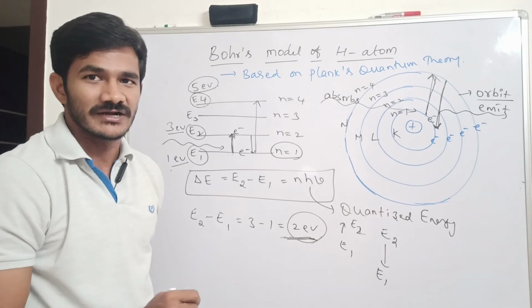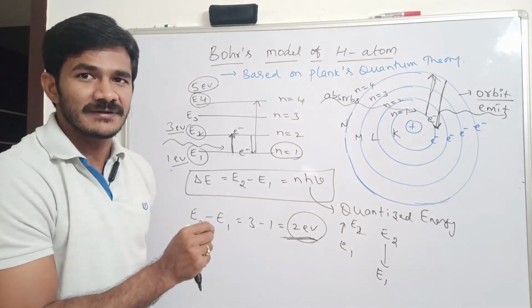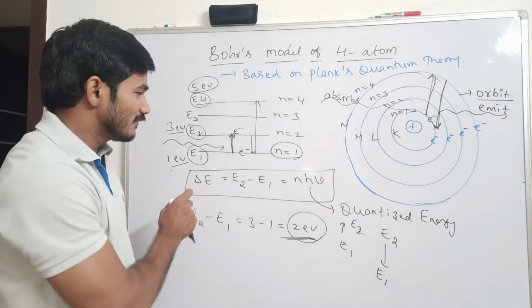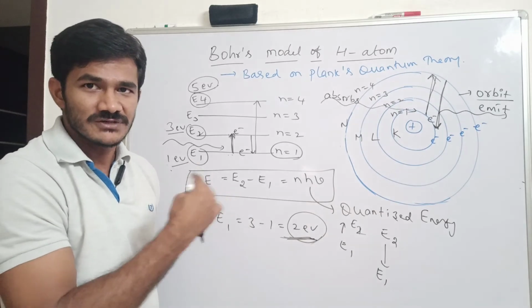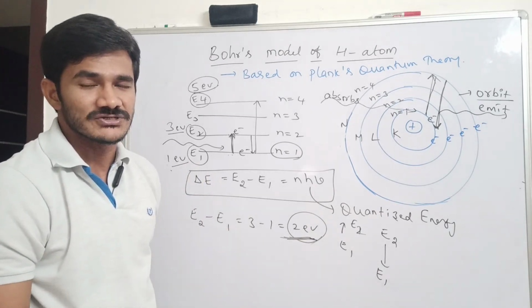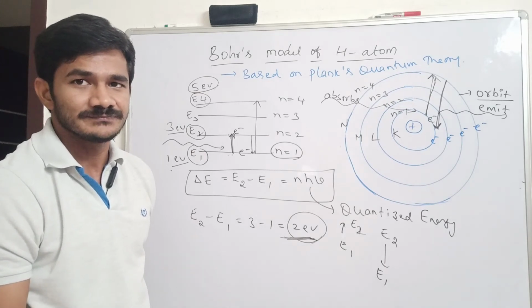That is Planck's quantum theory. That's why at the beginning I told you this theory has been explained based on Planck's quantum theory. So we have to remember here that the amount of absorption must be equal to the amount of emission. The difference in energy can be taken as absorption or emission.